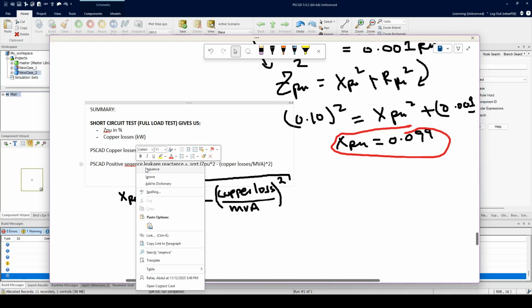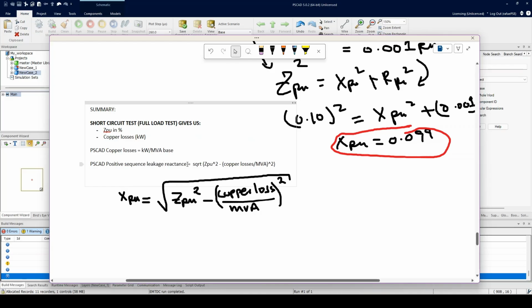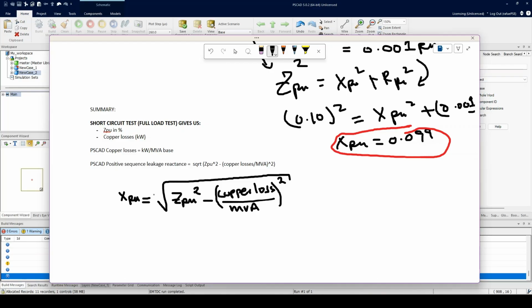And for the positive sequence leakage reactance, we take the Z per unit percentage divided by 100, take a square of that, minus the copper losses that they provided you, let's say in kilowatts, divided over the MVA, take a square of that, and then take the square root. That will give you X per unit, which is the leakage reactance per unit, because this is effectively equal to R per unit.